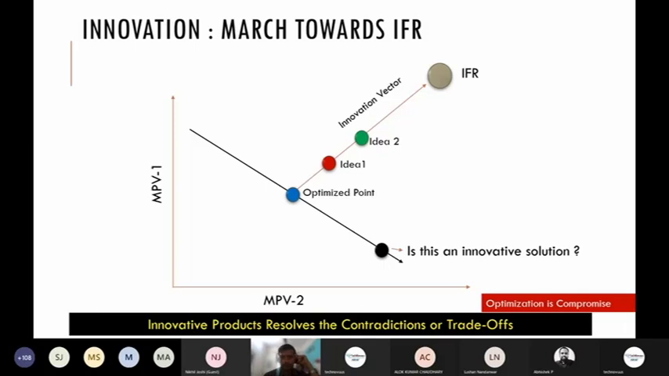This is not the innovative solution. This is just an optimization taken to the other side of the trade-off line. You can move, this line is available for you. You can move by tuning your product this way or that way. It is a standard engineering activity.